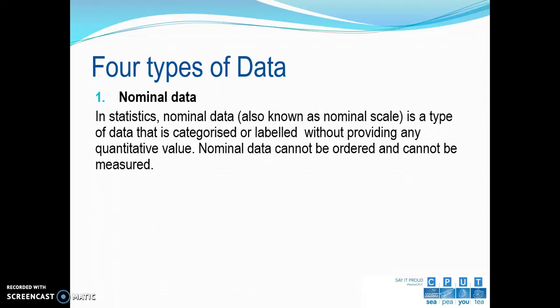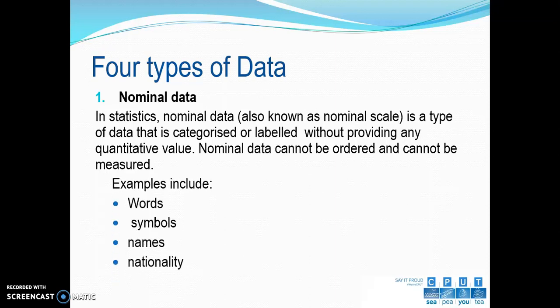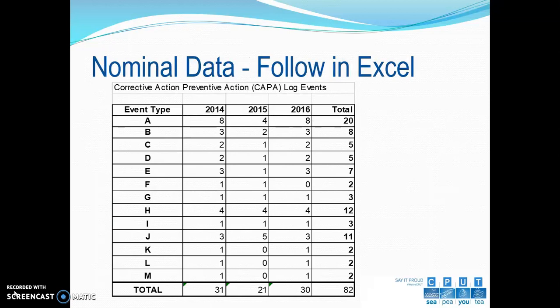In statistics, nominal data, also known as a nominal scale, is a type of data that is categorized or labeled without providing any quantitative value. Nominal data cannot be ordered and cannot be measured. Examples of nominal data include words, symbols, names, and nationalities. In order to analyze nominal data, you have to do counts, as you cannot analyze it directly.